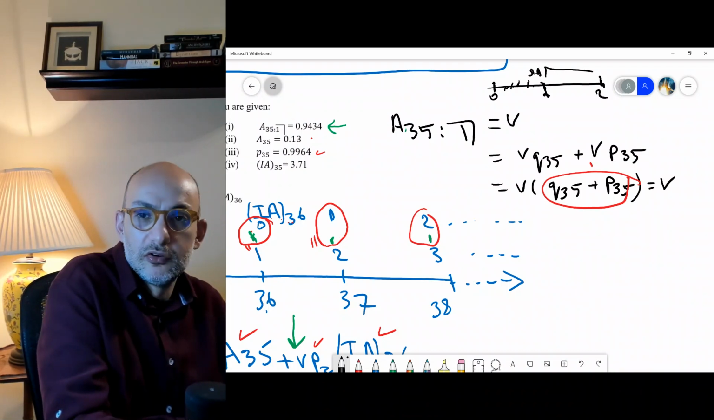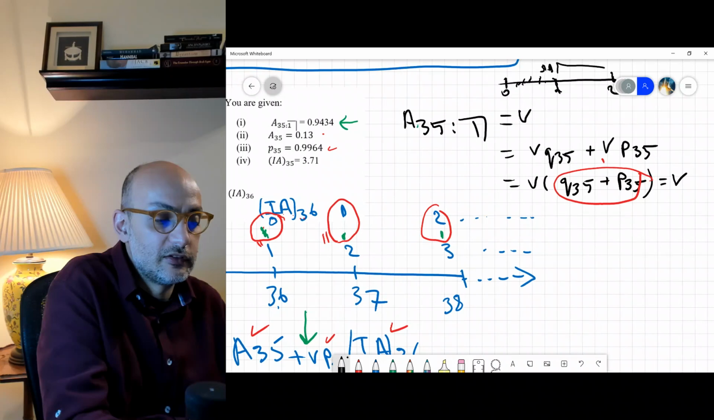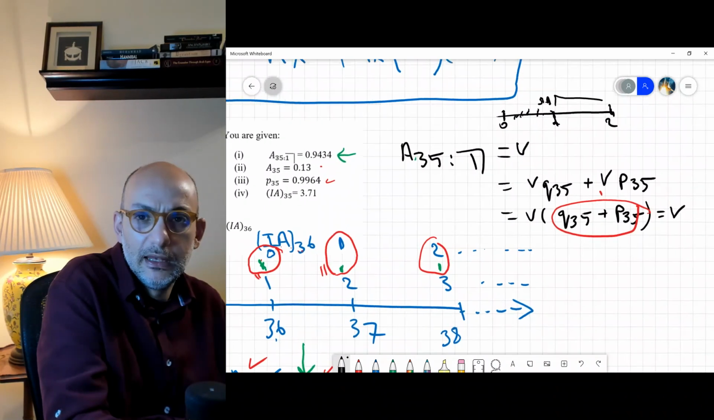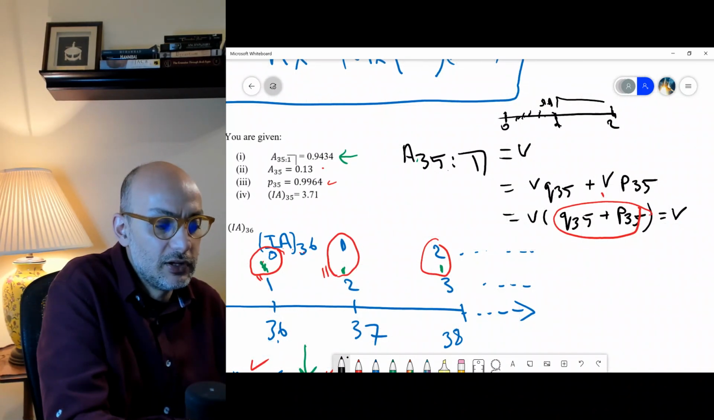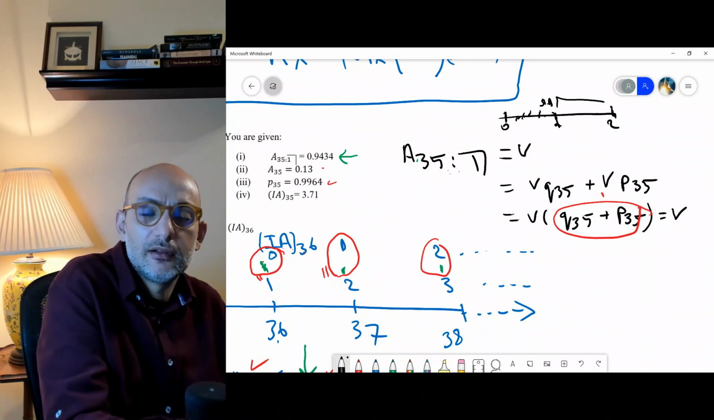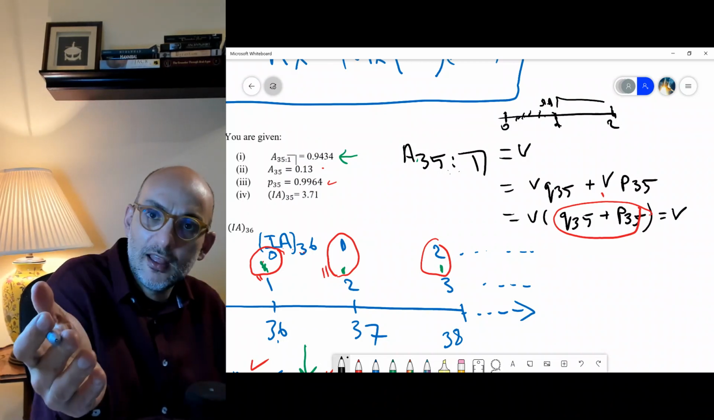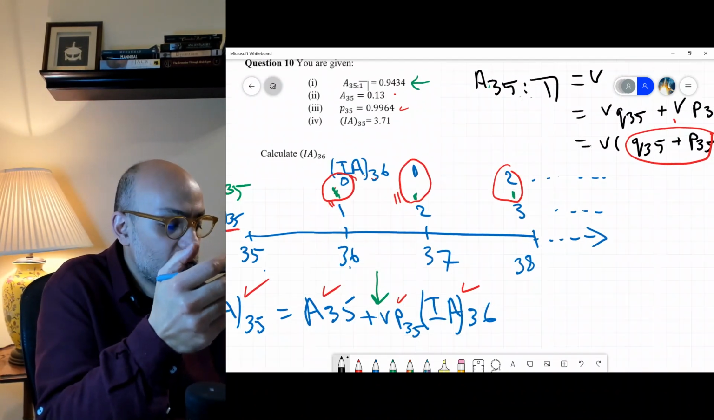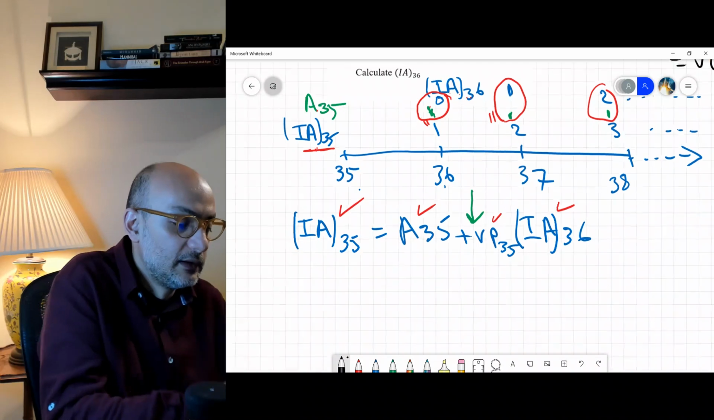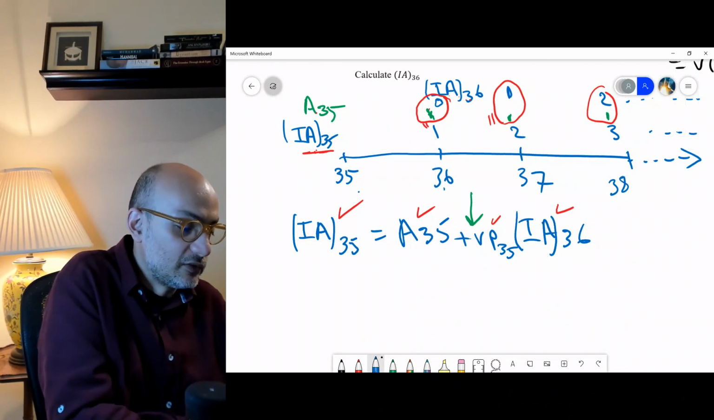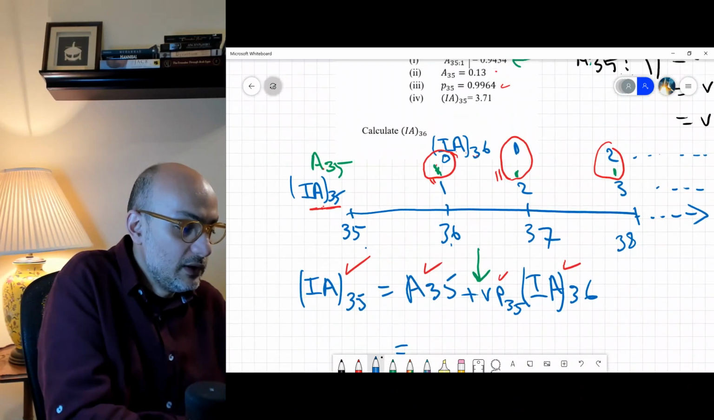Right? So this is straightforward, right? If you know what it means, you're gonna get a dollar if death happens the first year, or you're gonna get a dollar if death does not happen the first year. So either way, you're gonna get the dollar, because at the end of the period it's V, right? So it's sorted out now. It's solved. So now we plug in what we have.